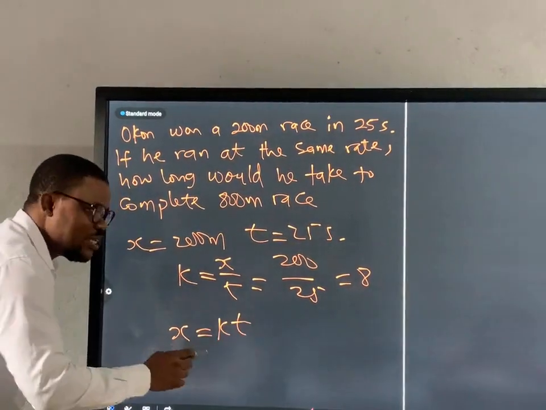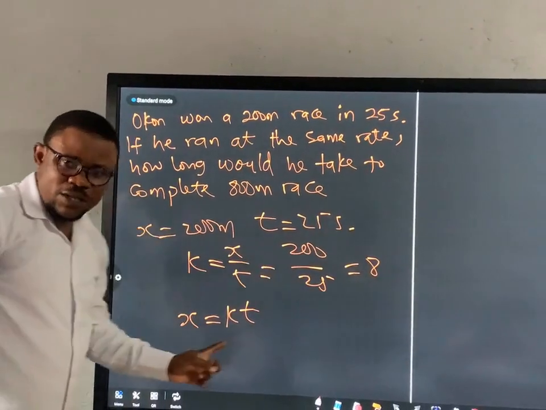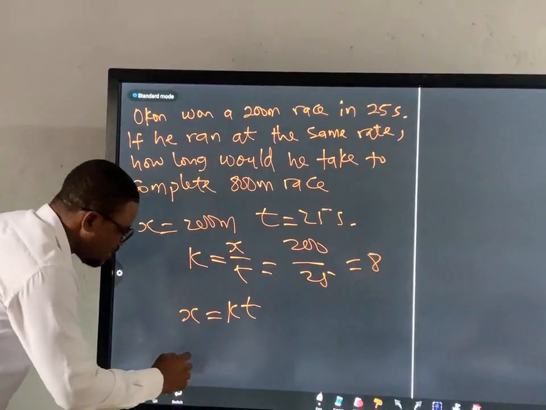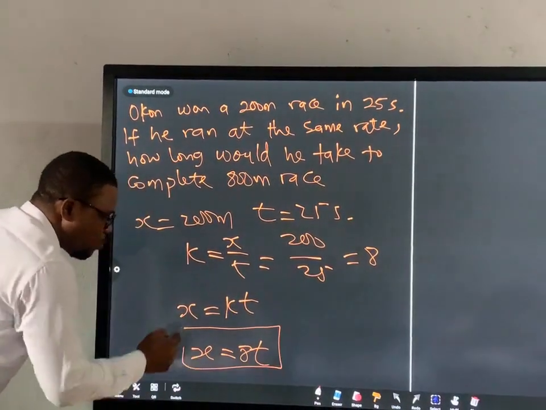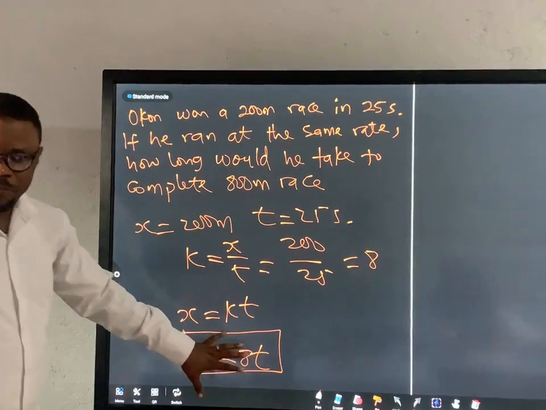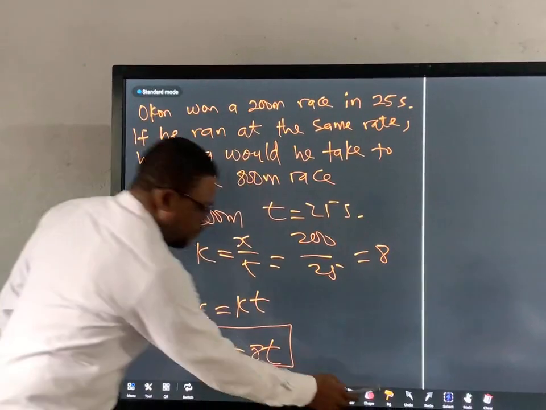Kt. Right? So because k doesn't change, if I put 8 in the place of k, I will end up getting that x is equal to what now? 8t. So for this particular question, this is now my what now? My formula. Do you understand what I'm saying? X is equal to 8t.